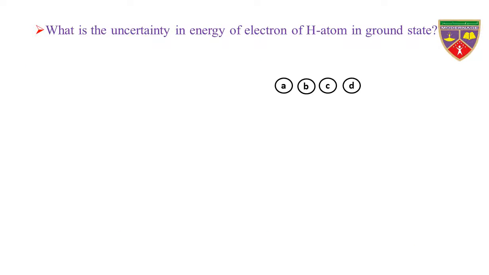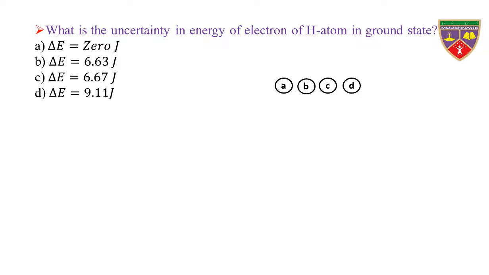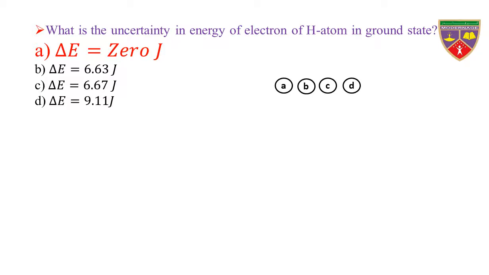What is the uncertainty in energy of the electron of a hydrogen atom in the ground state? Option A, delta E equals 0 joules; option B, delta E equals 6.63 joules; option C, delta E equals 6.67 joules; option D, delta E equals 9.11 joules. The key is delta E equals 0 joules. Therefore, the correct option is A.